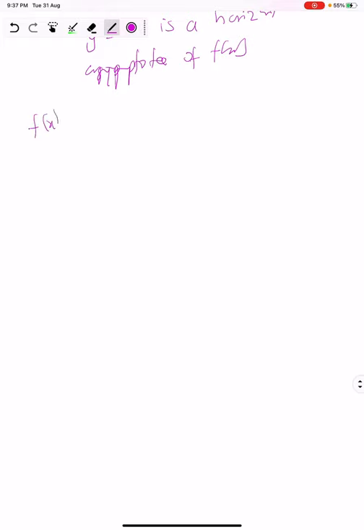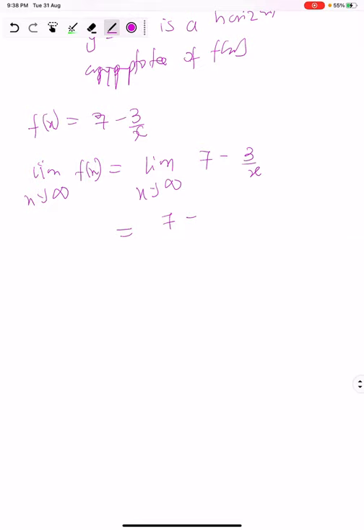If I have f of x is equal to 7 minus 3 over x. To find the horizontal asymptote of this function, we find the limit of the function as the independent variable approaches both positive and negative infinity. All right, so we have limit as x approaches infinity of f of x. This is equal to the limit as x approaches infinity of 7 minus 3 over x, and this is equal to 7 minus 3 over infinity, which is 7 minus 0, which is equal to 7.